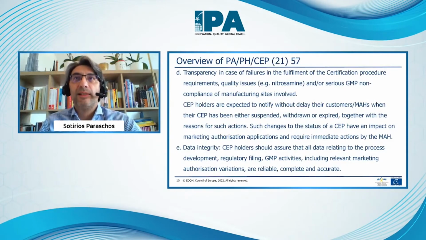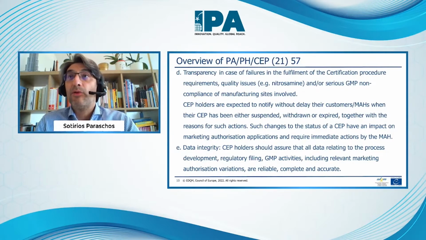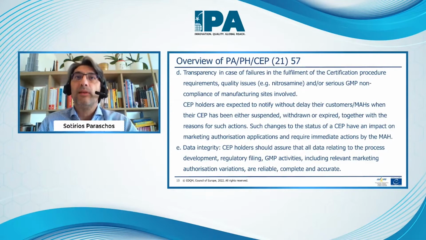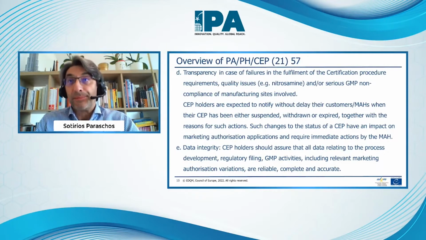On the next slide, you can see some more of the typical responsibilities of the CP holders, which are the transparency in case of failures in the fulfillment of the requirements of the certification procedure, which could be quality issues, as in the nitrosamines case, or serious GMP non-compliance of the manufacturing sites involved. So the CP holders are expected to notify immediately their customers when actions were taken against their CPs, when they have been, for instance, suspended, withdrawn, or expired, together with the reasons for such actions. Such changes to the status of a CP normally have an impact on the marketing authorization applications and require immediate actions by the marketing authorization holder.